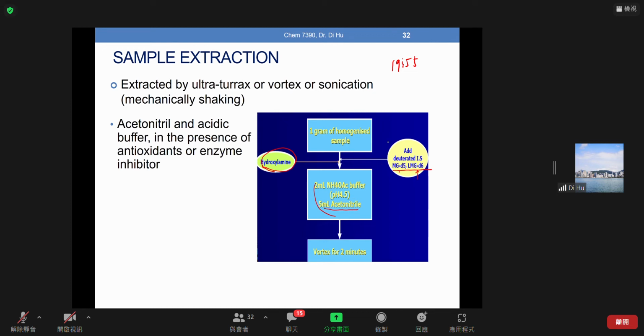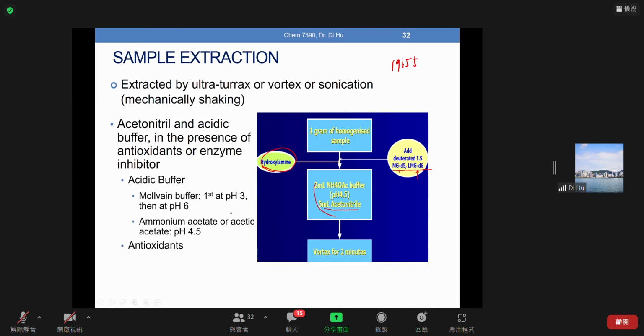Then it can monitor the loss in the sample preparation, and you can account for the ion suppression and matrix effect. So this one is very good because it has the same structure as the analyte, your target compound, just with several hydrogens replaced by deuterium. But the isotope label is expensive. Anyway, add it in and then do the vortex.